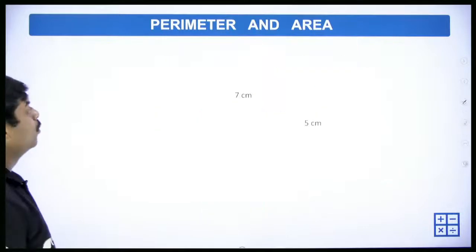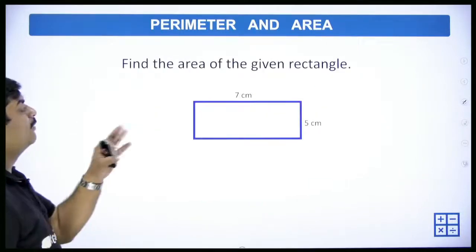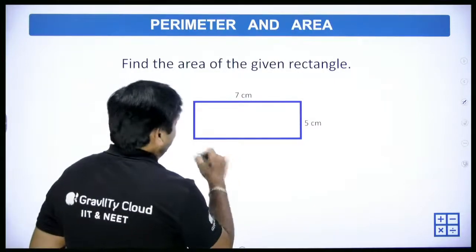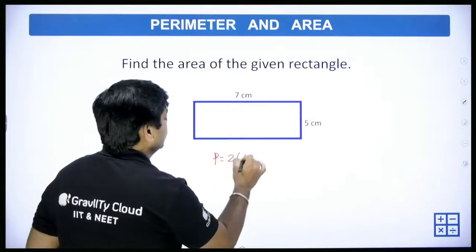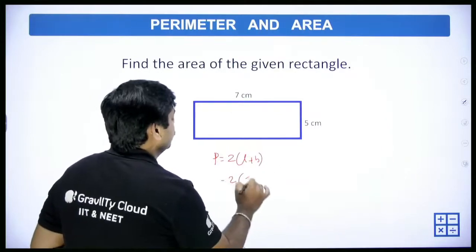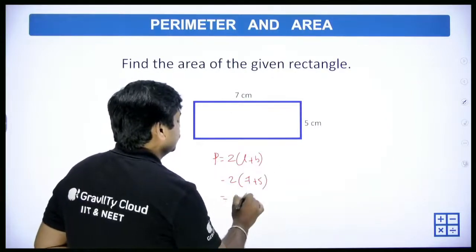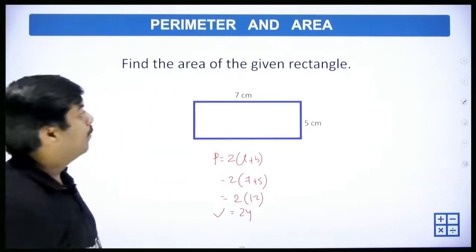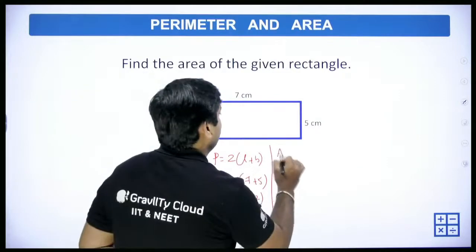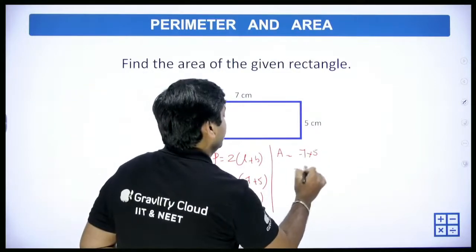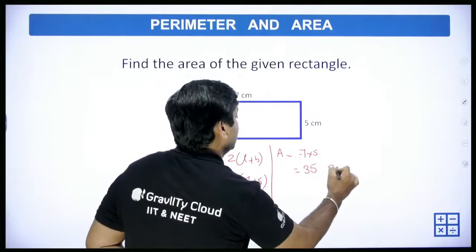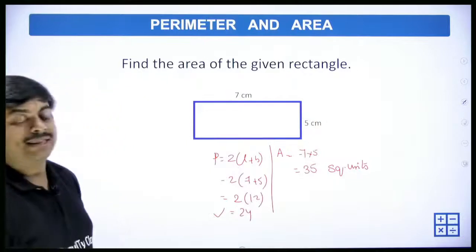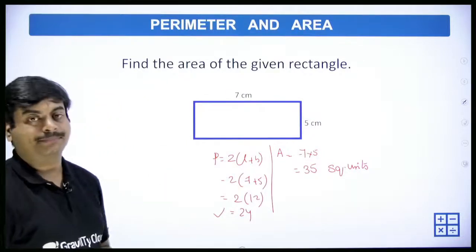Right. Let's move forward to the next one. Find the area of the given rectangle. If you go for perimeter, it's 2 times of length plus breadth. So 2 times of 7 plus 5, which is 12, that is 24. Even the perimeter is 24. But now we need to find the area, right? So area is length into breadth. 7 into 5 is 35 square units.